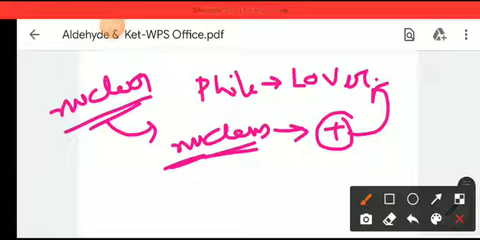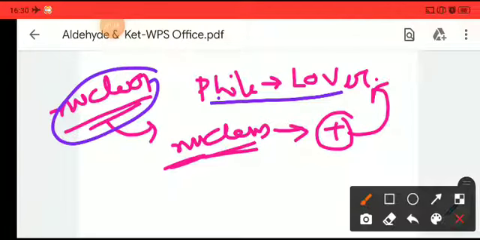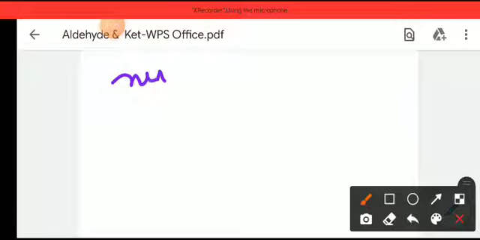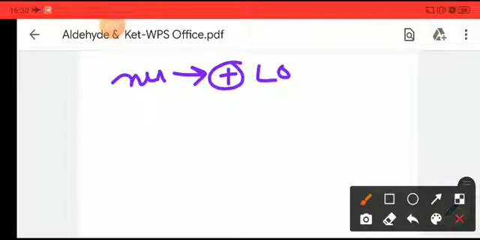So what is a nucleophile? Phile means lover, and nucleo means nucleus. So what is the charge of the nucleus? Positive. So nucleophile means positive lover. We can easily say, nucleophile means positive lover.